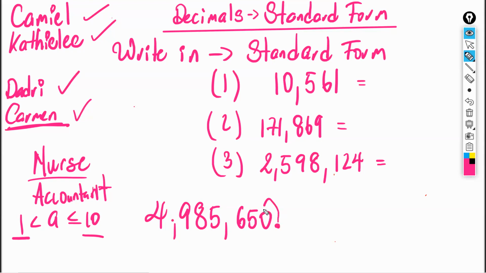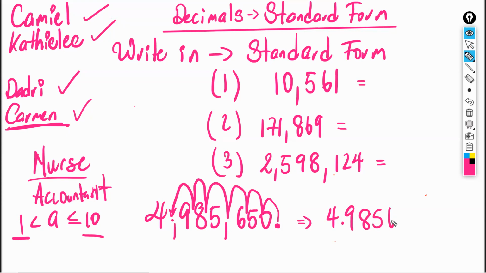So we're going to say 1, 2, 3, 4, 5, 6, right? And the answer for that one would be 4.98565 times 10 to the 6. Make sense, guys? Yes, sir. All right, cool.